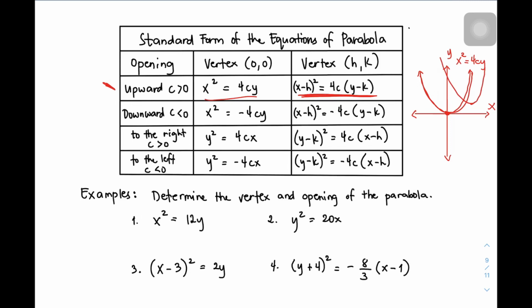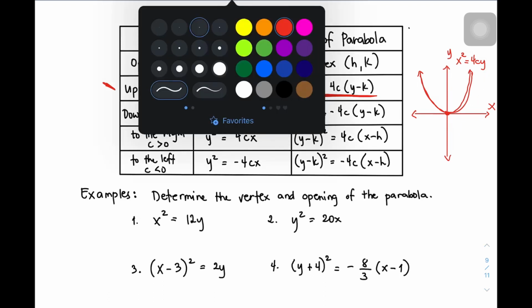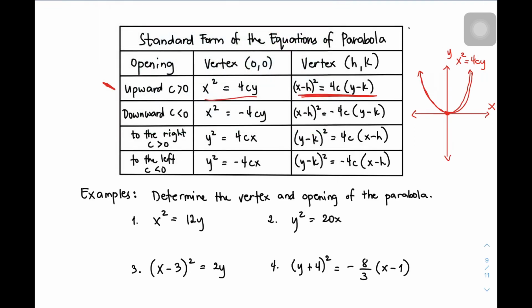Okay? So for example, ito, parang ganito. Let me use a different ink for our pen. Try natin ito. This one, parang ganito. The parabola still opens upwards, pero ang kanyang vertex ay wala na sa origin. So, ganyan yung tsura niyan. Okay? I hope na maging clear yan. So, erase na natin yung ating writings dito.